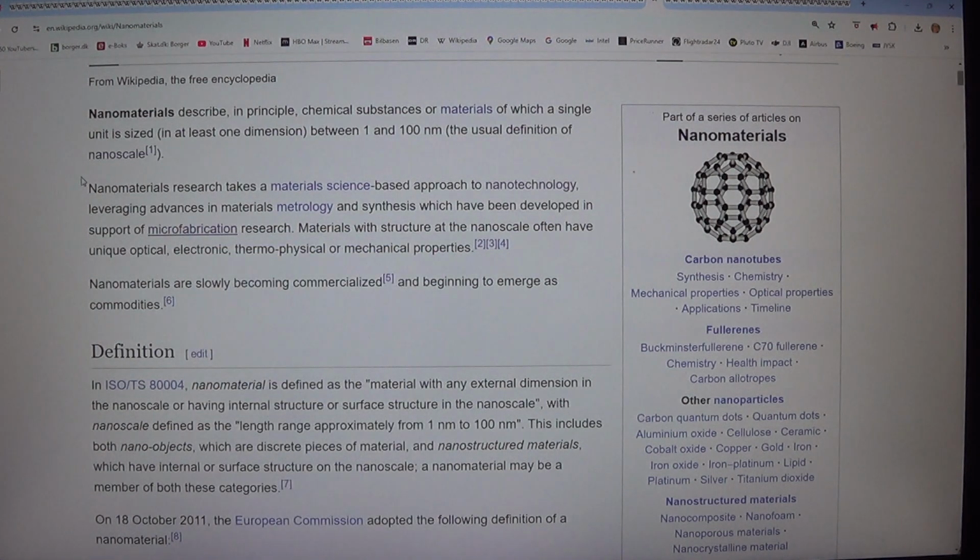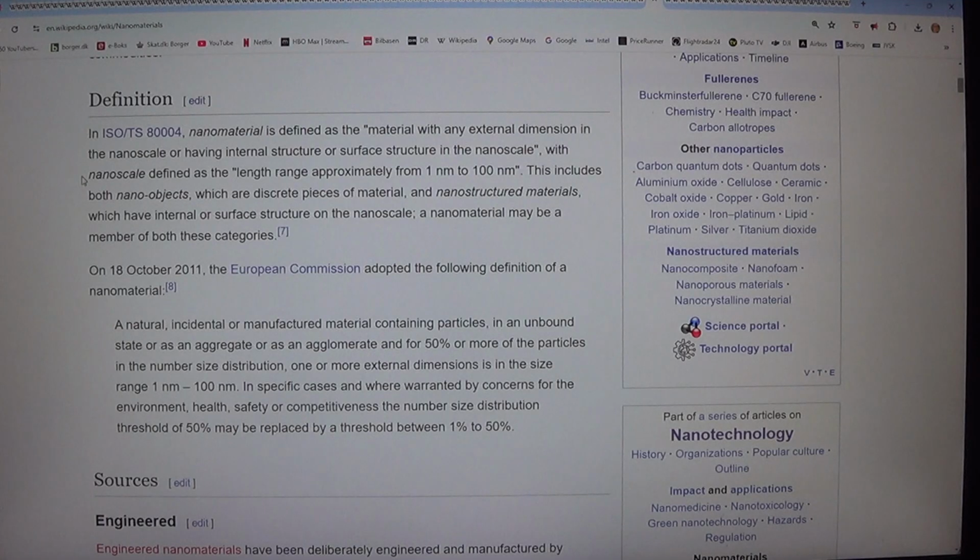Definition. In ISO/TS 80004, nanomaterial is defined as the material with any external dimension in the nanoscale or having internal structure or surface structure in the nanoscale, with nanoscale defined as the length range approximately from 1 nm to 100 nm. This includes both nano-objects, which are discrete pieces of material, and nanostructured materials, which have internal or surface structure on the nanoscale. A nanomaterial may be a member of both these categories.